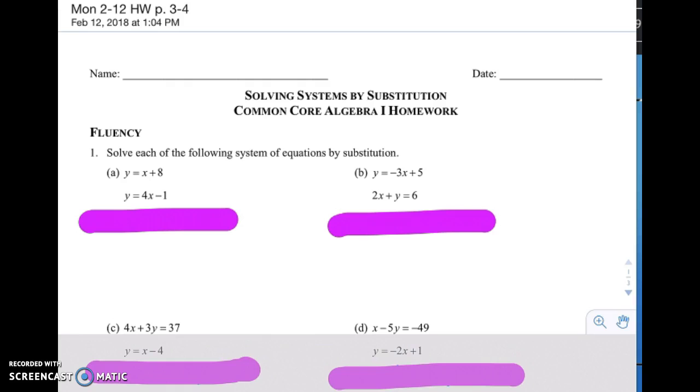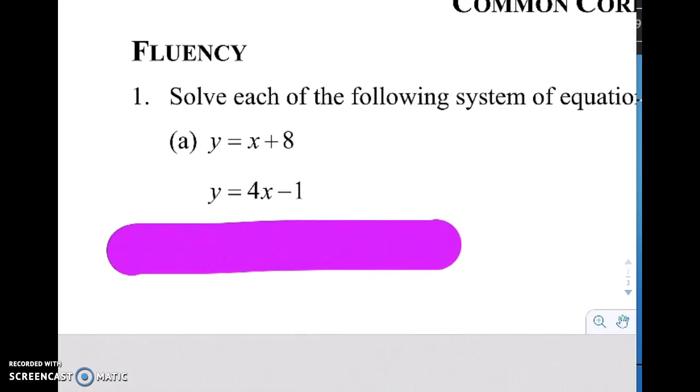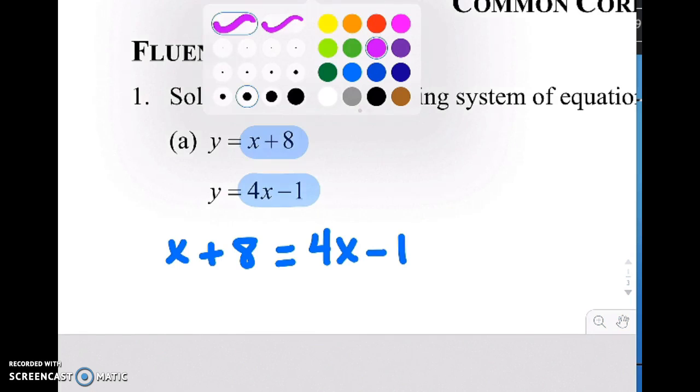And the method of substitution comes from the fact that anything that is equal can be substituted in for what it's equal to. So if we look at example A, we're saying y is equal to x plus 8, and y is also equal to 4x minus 1. And since y is equal to y, then we can say x plus 8 is equal to 4x minus 1.